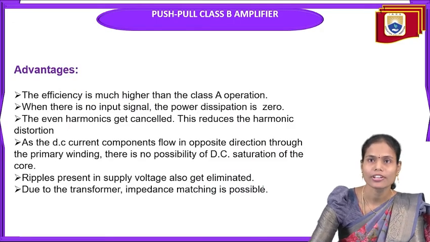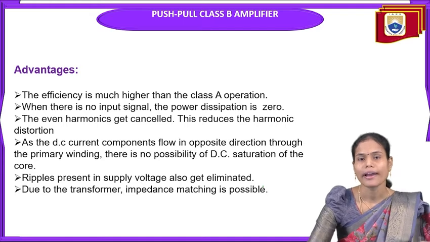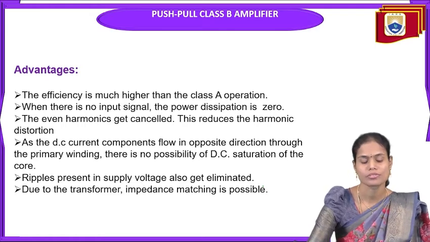And while coming to the advantages of class B power amplifier, the first main advantage is the efficiency is very high compared to the class A operation. Just now I have mentioned almost 53% is increased compared to the class A power amplifier. And when we are not applying any input signal, there is no power dissipation in the circuit. Why? Because it is not providing any output when we are not applying the input. So that's why power dissipation is also 0. And even harmonics which are coming from the signal are also cancelled here. This reduces the overall harmonic distortion in the circuit.